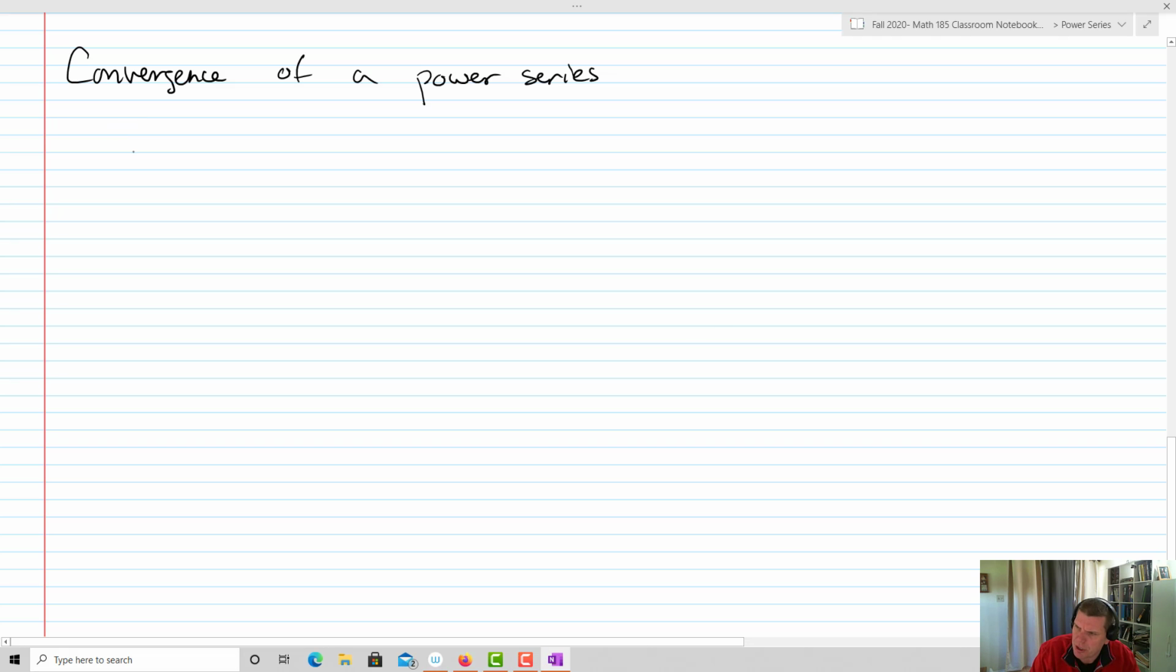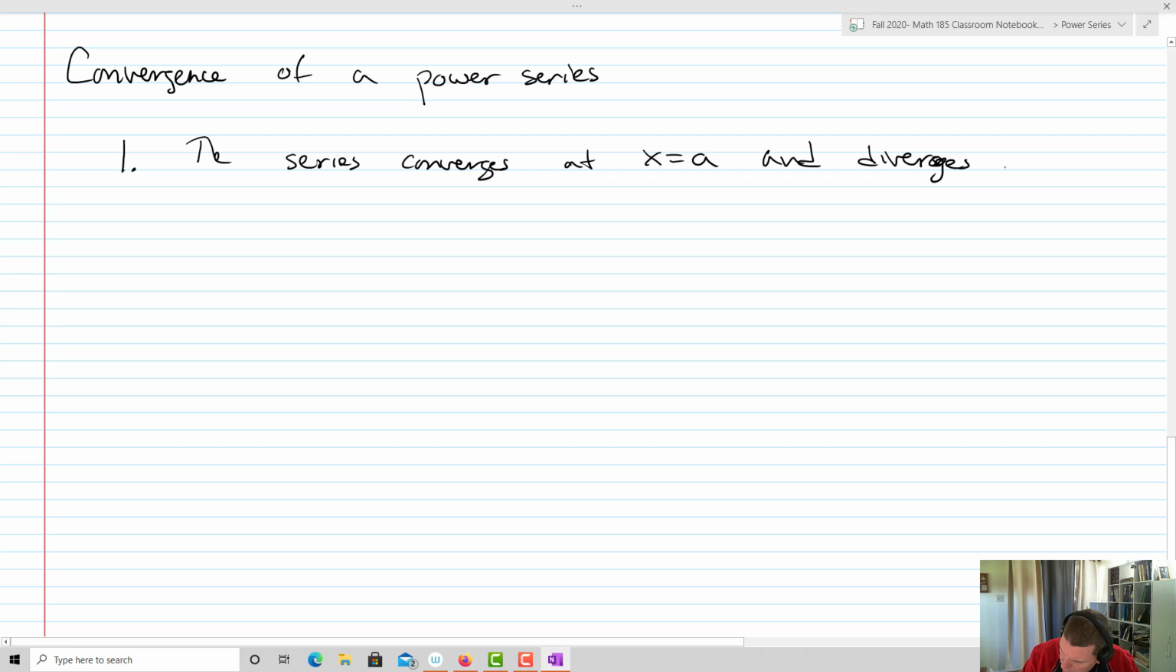We're going to have three options. One, the first option, is the series converges at x equals a, and then diverges for everything else. So that is, it only converges when x equals whatever it's centered at, and otherwise it'll diverge everywhere else.